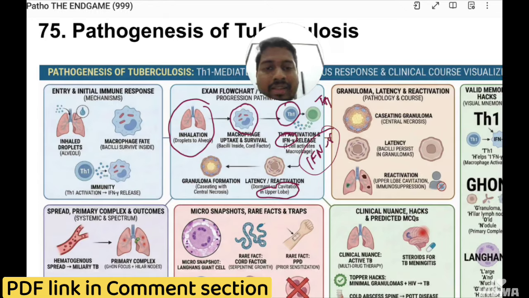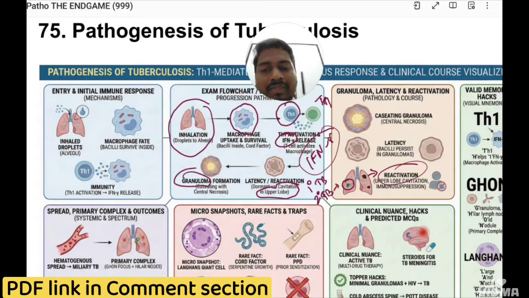Okay, so there is something called as primary TB and secondary TB. So secondary TB is basically reactivation which occurs in the upper lobe. See here you can see reactivation, it occurs in the upper lobe. Primary TB which occurs mainly in younger children, in infants and all, that remains in the lower lobes only. Okay, that is a primary site of infection.